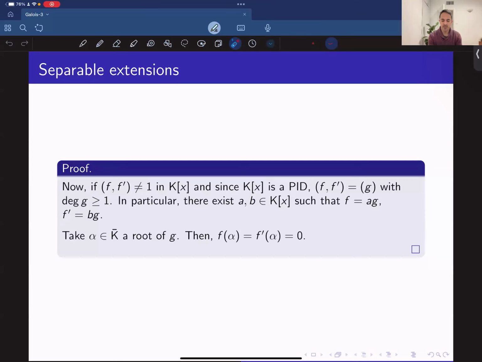And we know that the degree of G is larger than 1, because if it was a constant, then this would have generated the entire polynomial ring. Okay, so because f is contained in this ideal, we have that f is A times G, and f prime is B times G. And now what I'm saying is that any root of G in an algebraic closure, any alpha which is a root of G, and it has a root because the degree is at least 1, is a common root both to f and to f prime, which is what we wanted to show. Good.